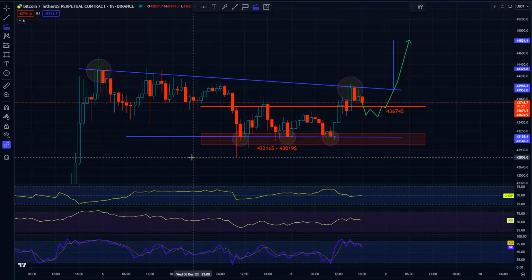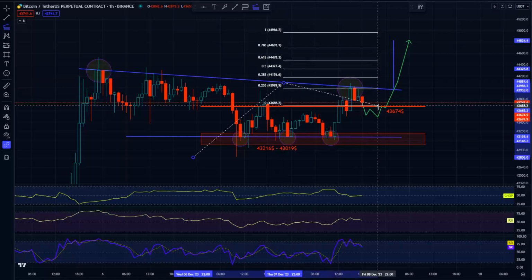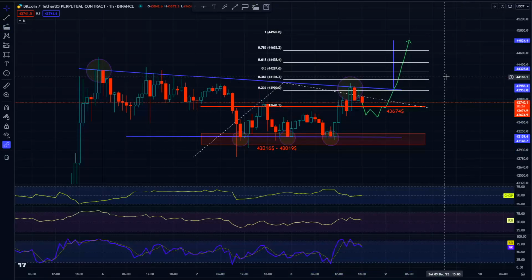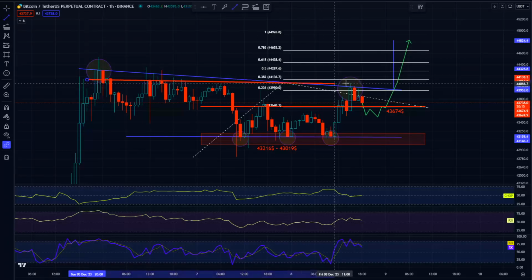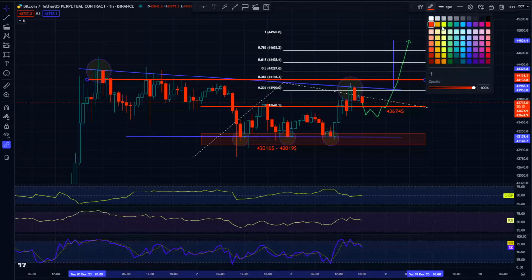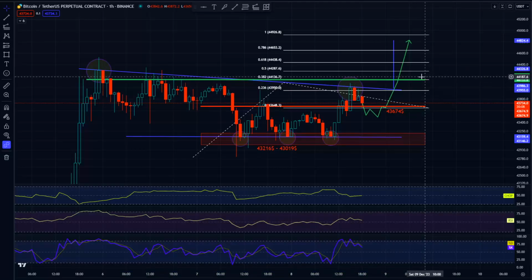Looking the other way, we will similarly determine the resistances that the BTC price must face. And here there is a strong resistance at the level of $44,138, just above the upper border of the channel.